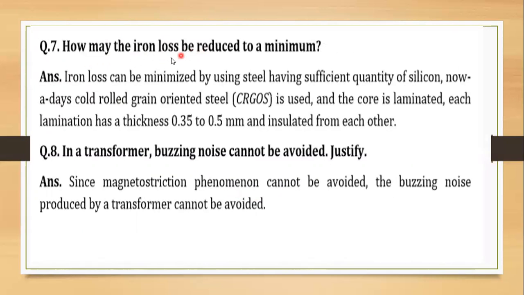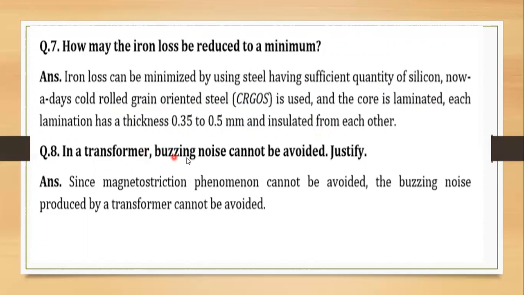And then how can iron losses be minimized? The iron losses can be minimized by using a magnetic material called silicon steel, by adding a sufficient quantity of silicon. That is called cold rolled grain oriented steel, CRGO steel. By using this type of steel, the transformer losses can be minimized. And the core is laminated, with each lamination of thickness 0.35 to 0.5 mm insulated.